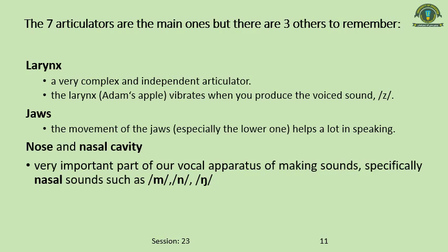The processor gives shape to certain sounds, or rather, it directs certain speech organs to produce this kind of sound. But it's very important to understand what is the role played by each and every articulator in the production of speech sounds. It could be larynx, jaws, nasal cavity, whatever else, okay?